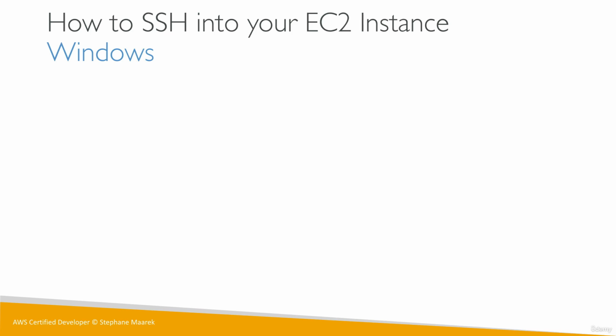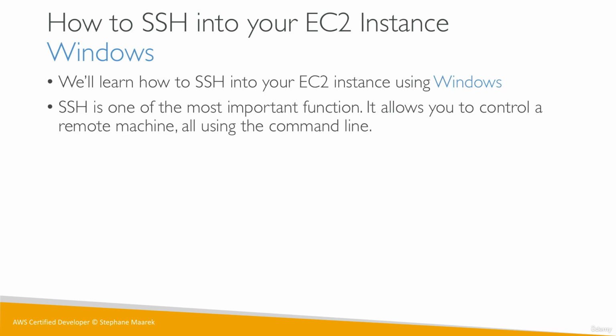Okay, so we are going to learn how to SSH into our EC2 instance using Windows. And for this, we should first ask, what is SSH? Well, SSH to me is one of the most important functions, especially when you deal with Amazon Cloud. It will basically allow you to control a machine remotely, all using the command line, okay? And so what does it look like?